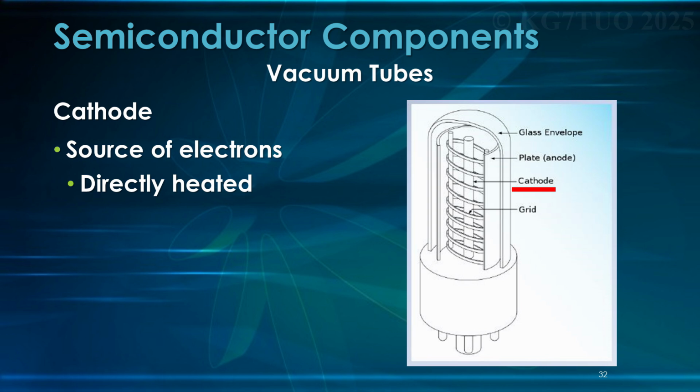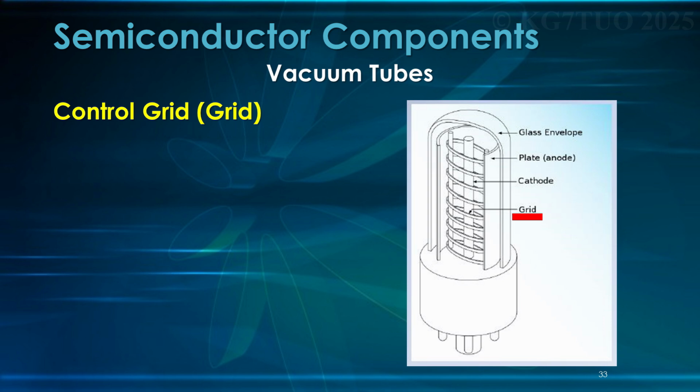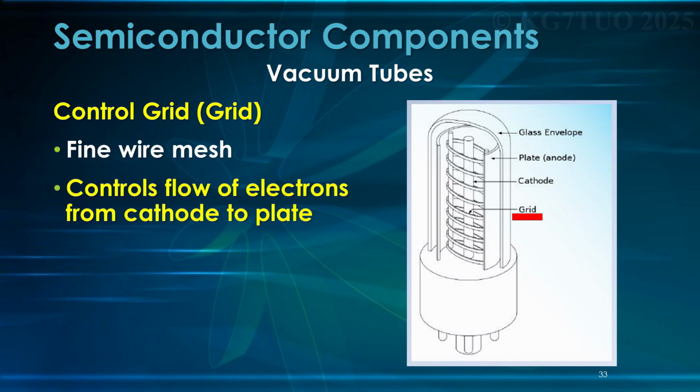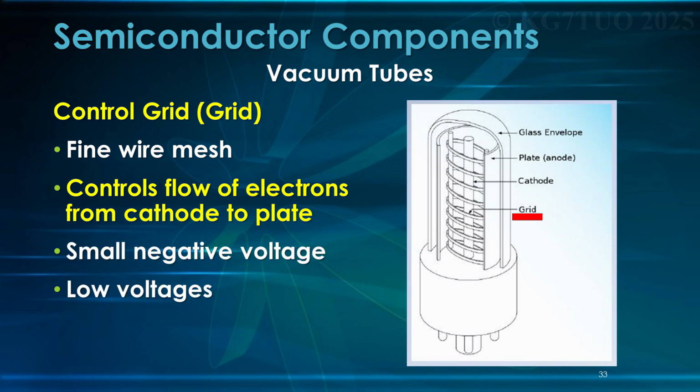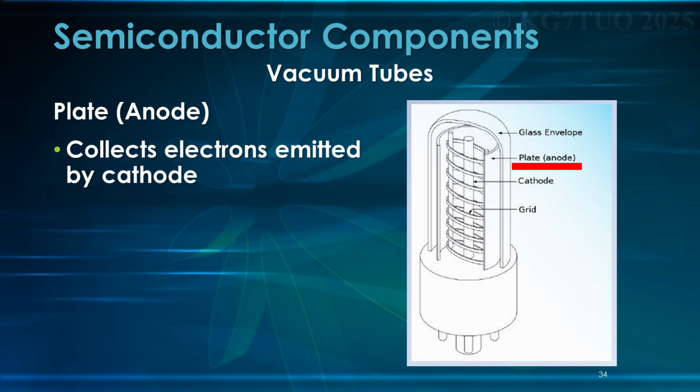It's directly heated or indirectly heated, either way, at or near ground potential. It's got high current flowing through it. The control grid is a fine wire mesh. It controls the flow of electrons from the cathode to the plate. It's got a small negative voltage, low voltage, low current. That's the control grid. The plate, or the anode, collects electrons emitted by the cathode.